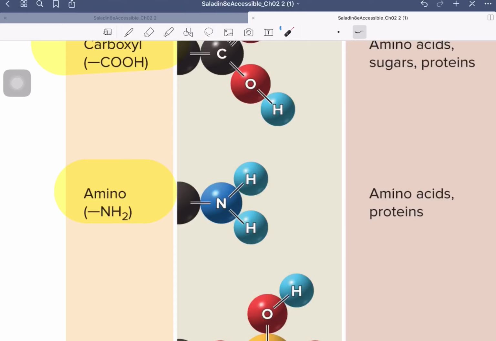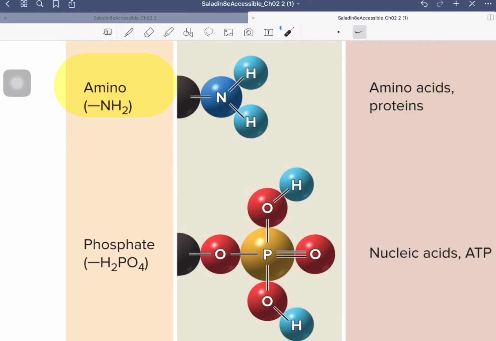So we have the amino group, which is NH2. We can see it here, the N, two hydrogens, and bound onto this would be a carbon. So really these functional groups, what they do is they plug into carbon structures, carbon backbones, carbon rings, etc.